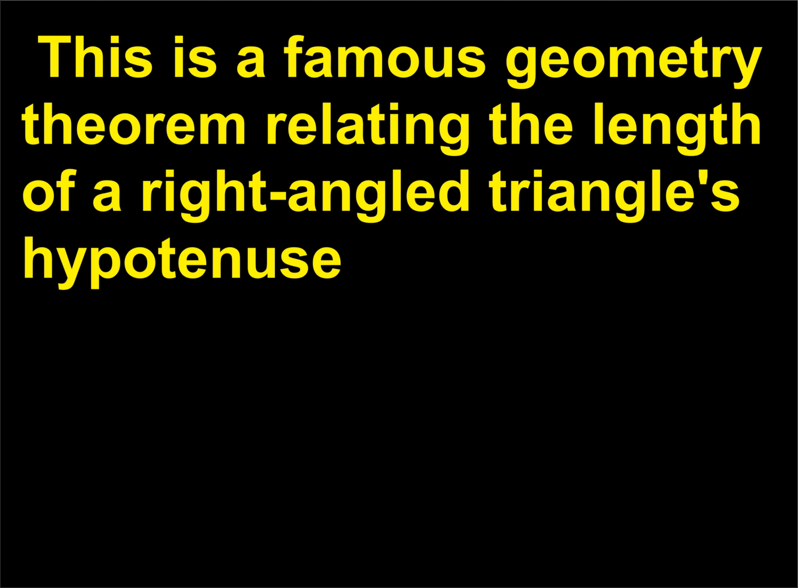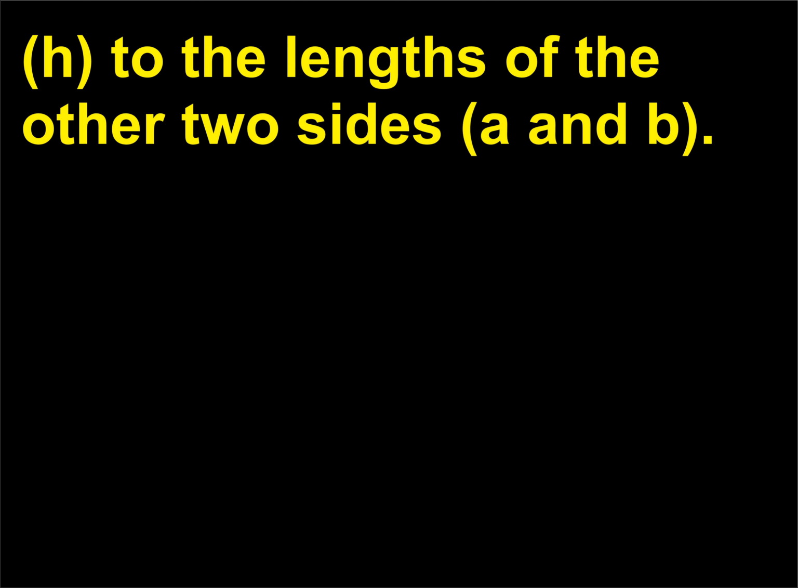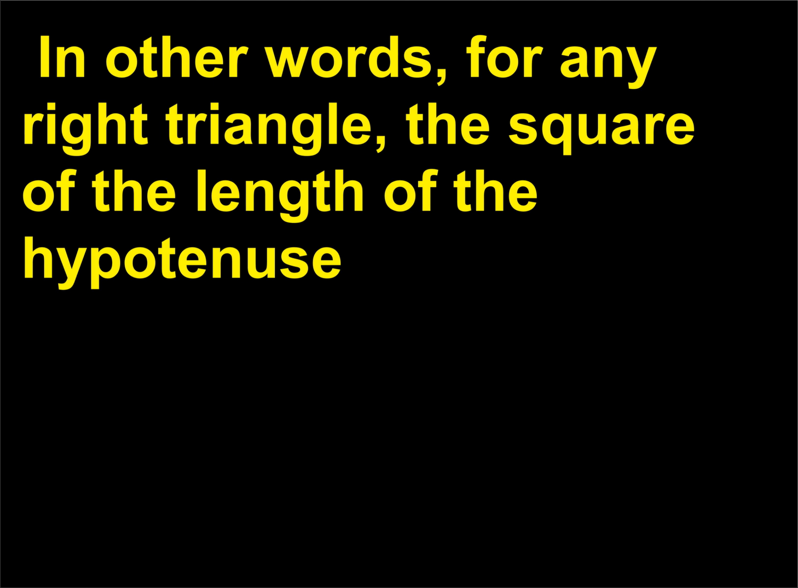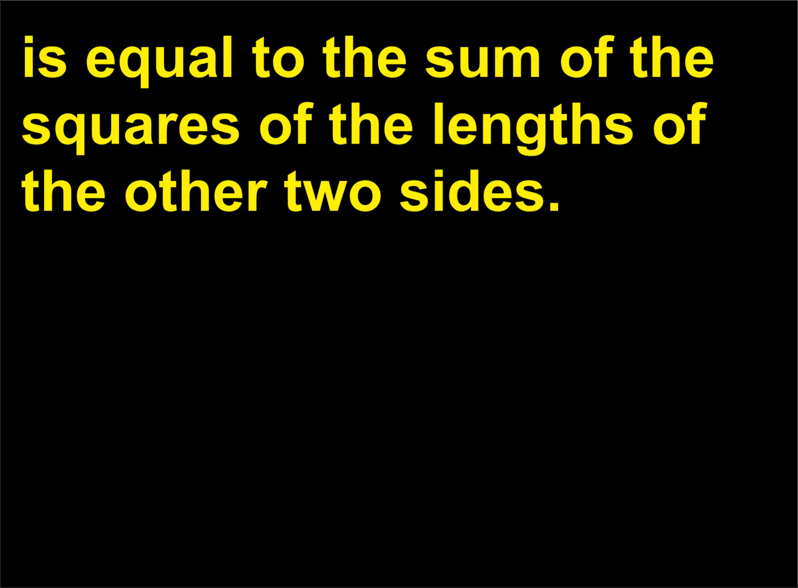This is a famous geometry theorem relating the length of a right-angled triangle's hypotenuse h to the lengths of the other two sides, a and b. In other words, for any right triangle, the square of the length of the hypotenuse is equal to the sum of the squares of the lengths of the other two sides.